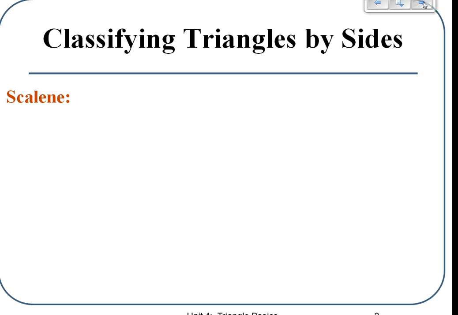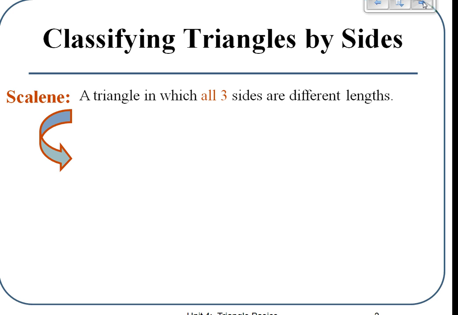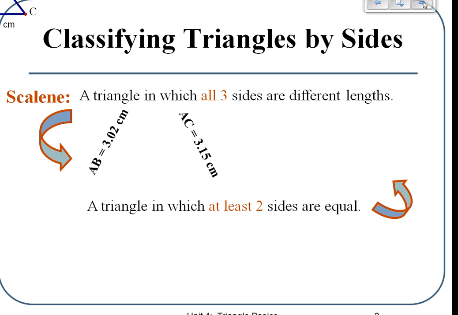By sides, we have a scalene triangle, which is a triangle where all 3 sides are different lengths. I don't know why that triangle went up there. We have an isosceles triangle. Those triangles are ending up upstairs up here. You can't really see them. But anyway, we'll just go through the definitions. At least 2 sides are equal.